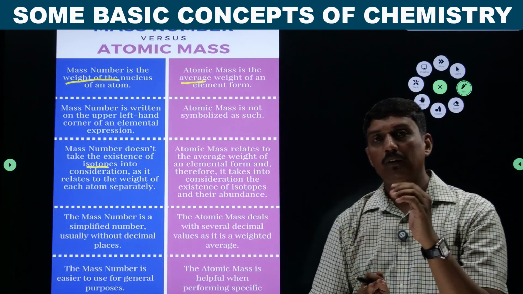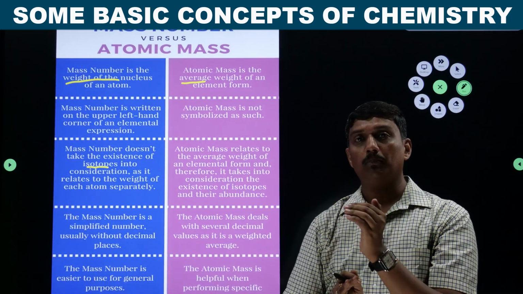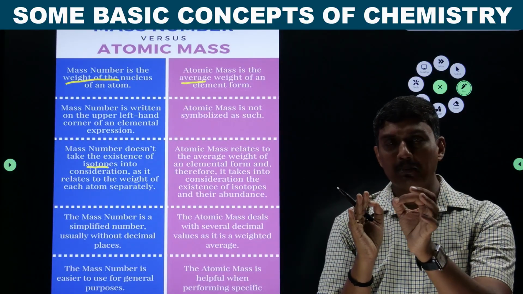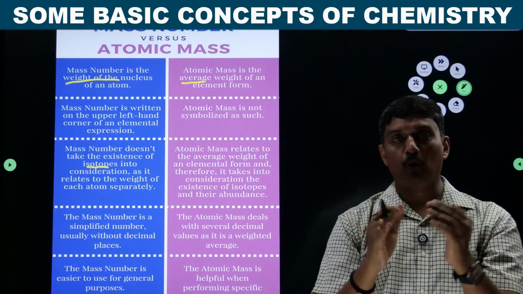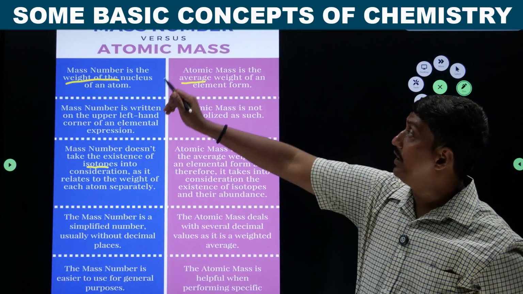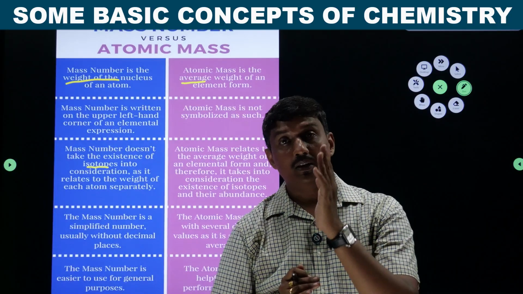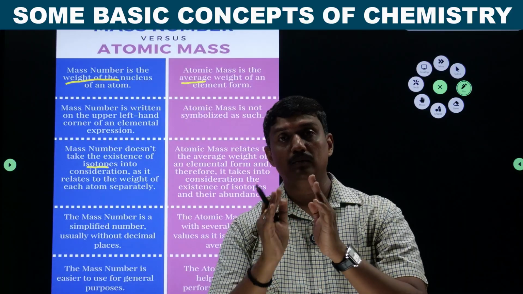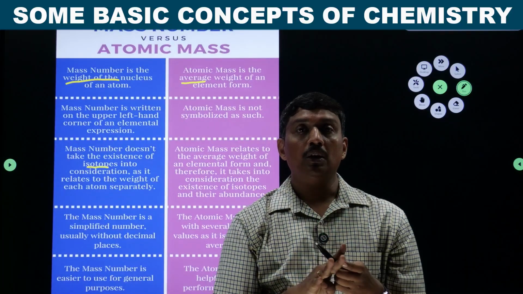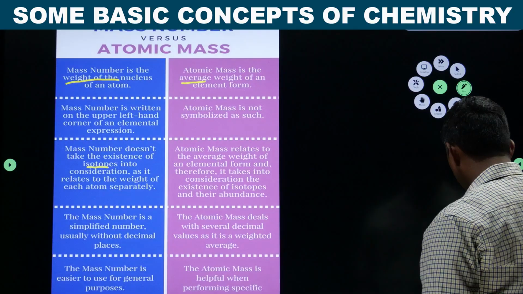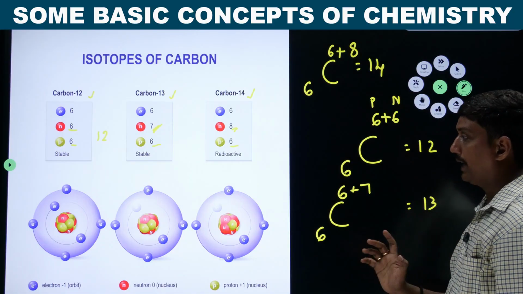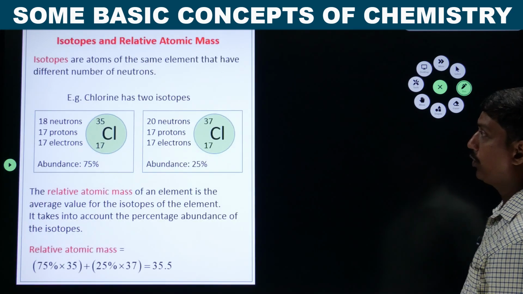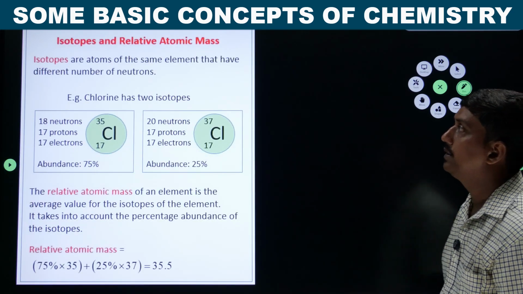Majority of us will get confused over mass number and atomic mass. Whenever the mass number comes, it's a simple number, the sum of protons and neutrons. When it comes to atomic mass, we should consider its isotopes and percentage of abundance to calculate its value. With a simple example, let us discuss how to calculate atomic mass.